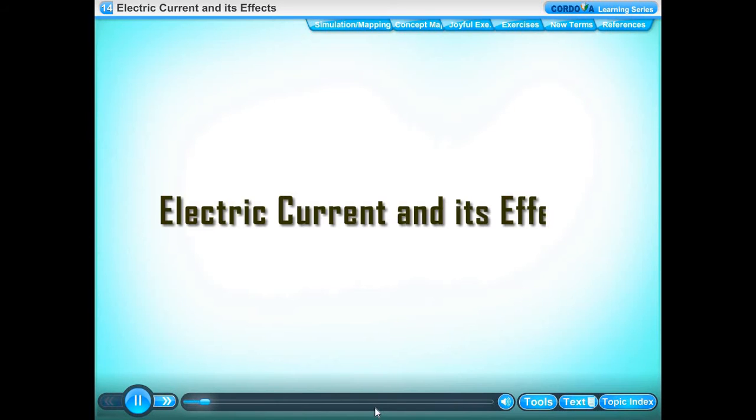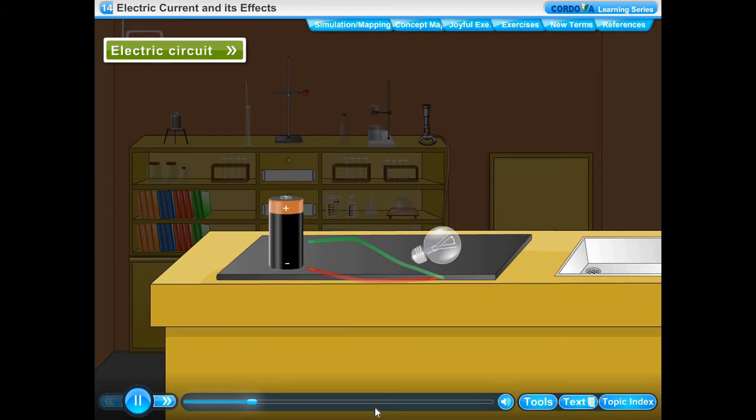Chapter 14. Electric current and its effects. Electric circuit. The closed conducting path along which electric current flows is called an electric circuit. A source of electric current: a cell or battery.